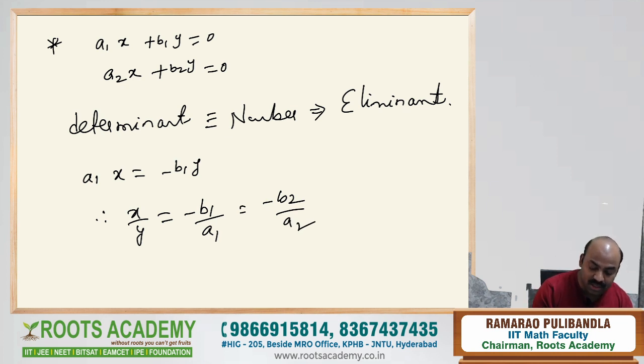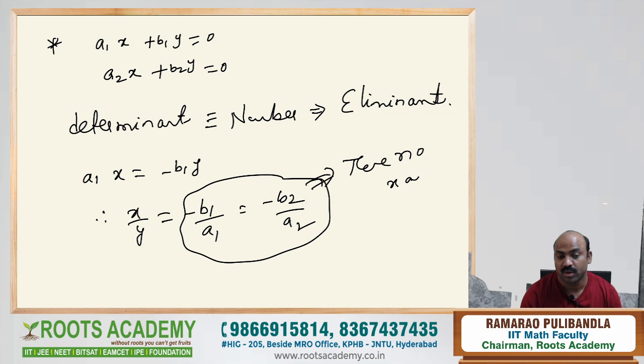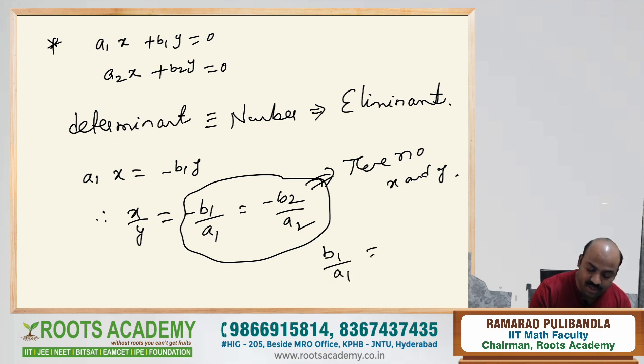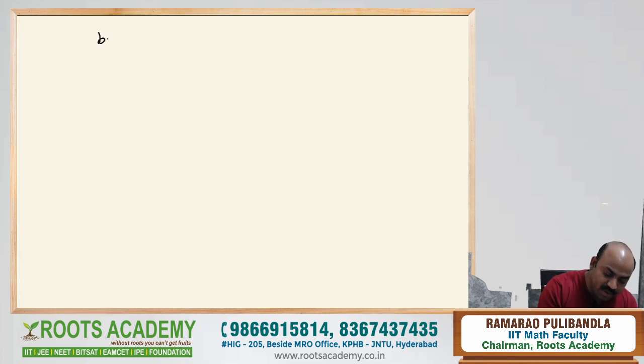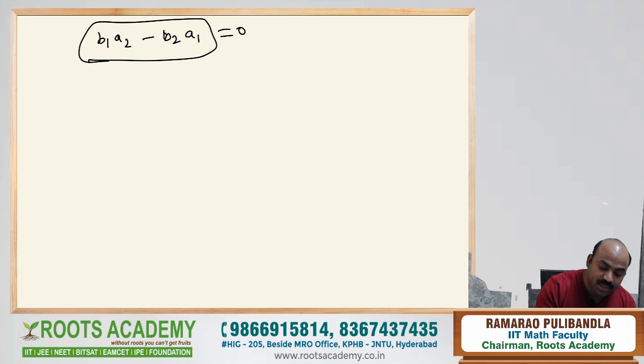So here in this, there is no x and y. Therefore, this is called eliminant, and I can simplify this. I can simplify this b1 by a1 equal to b2 by a2. And if I simplify this, what I'll get, b1 a2 minus b2 a1 equal to 0. This is called, students, eliminant. Eliminant means which doesn't have the variables x and y.